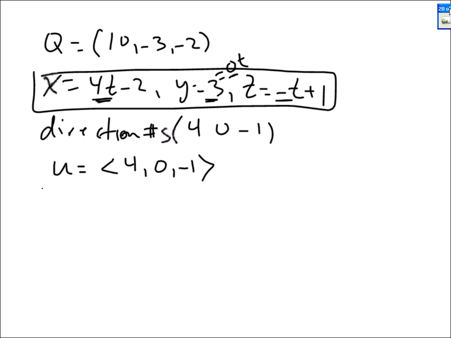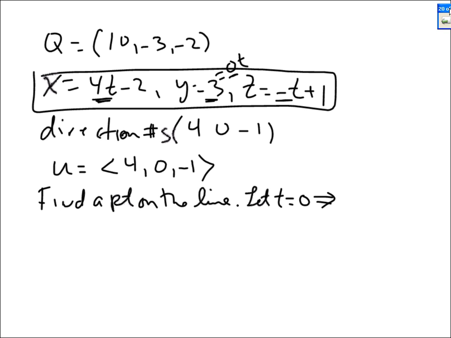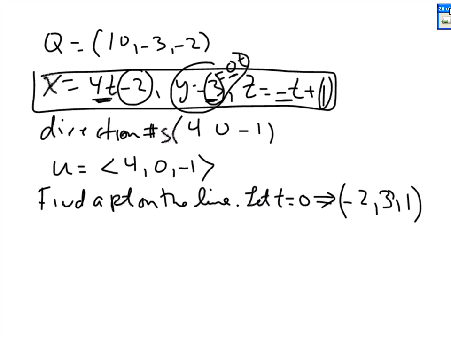Now we want to find a point on the line. Well, just pick a value for t. How about we let t equal 0? That gives me -2, 3, 1. So I have a point. I mean, when t is any value, the y is 3. We will call this point P.